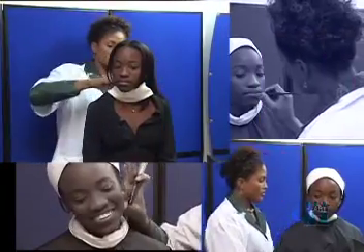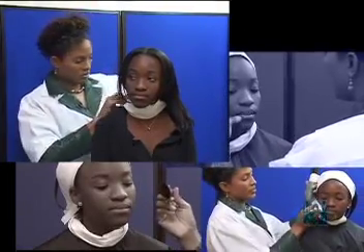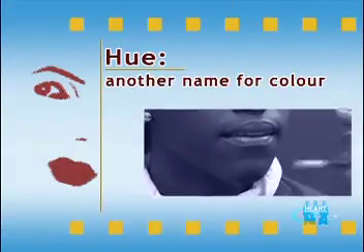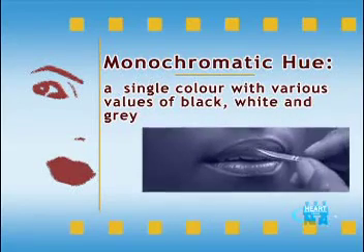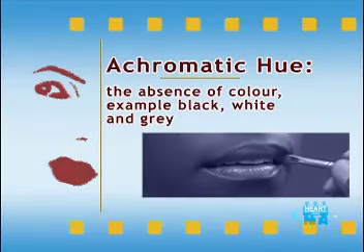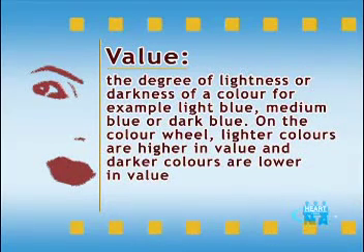Learning to combine colors successfully is an asset when choosing makeup colors. You should become familiar with the definitions appearing on screen and be able to differentiate between them. Hue is another name for color. Monochromatic hue refers to a single color with various values of black, white, and gray, and when we speak of achromatic hue, we're referring to the absence of color: black, white, and gray. Value speaks to the degree of lightness or darkness of a color, for example, light blue, medium blue, or dark blue. On the color wheel, lighter colors are higher in value and darker colors are lower in value.